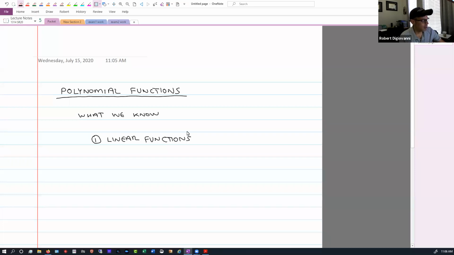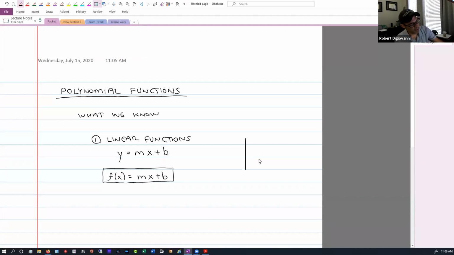When we first talked about linear functions, we actually looked at them as equations that look like this: y equals mx plus b. You remember that the m was the slope and the b was the y-intercept, and basically this was a line. Well, if we replace the y with f of x, then we have a function. It's the same thing, but it's different notation. So that is a linear function.